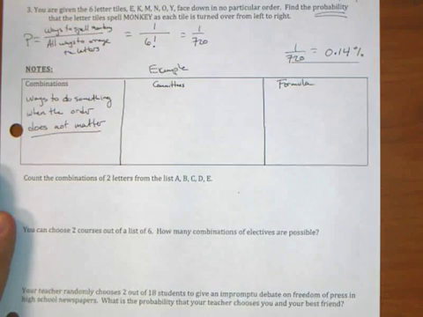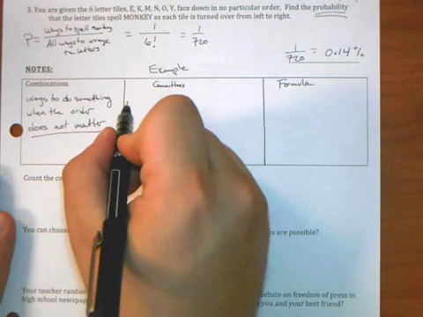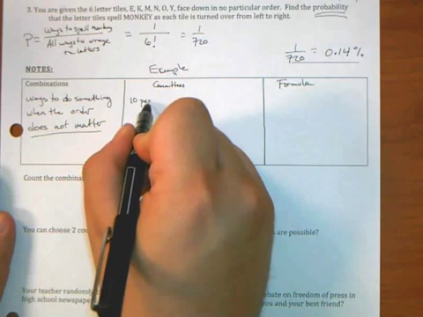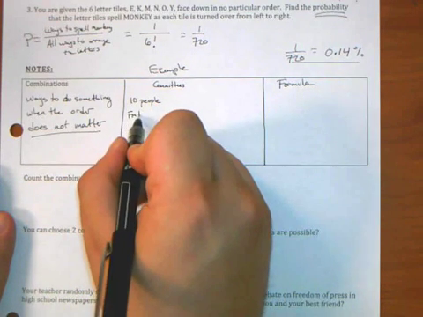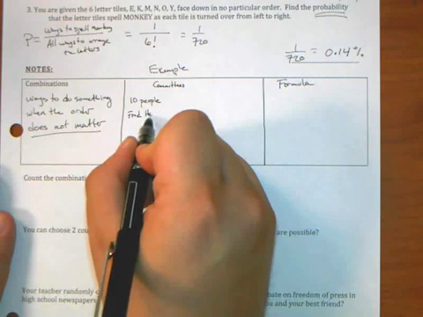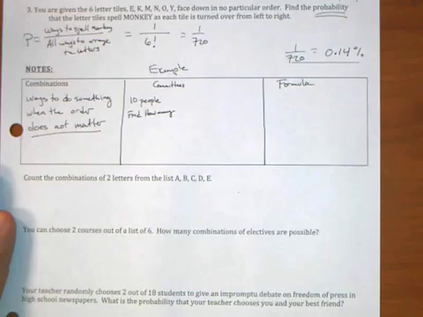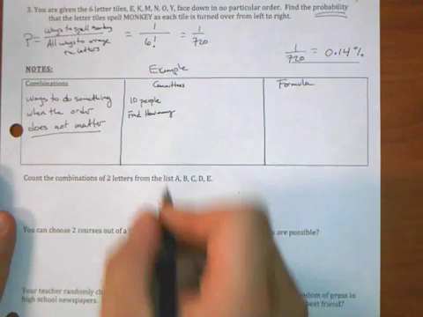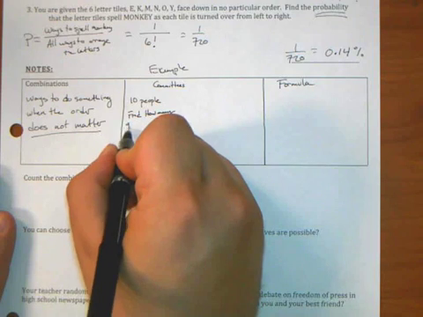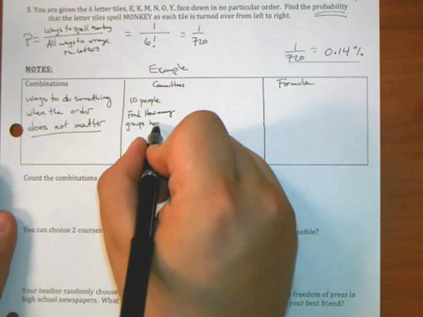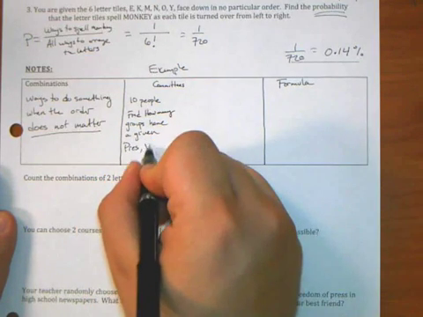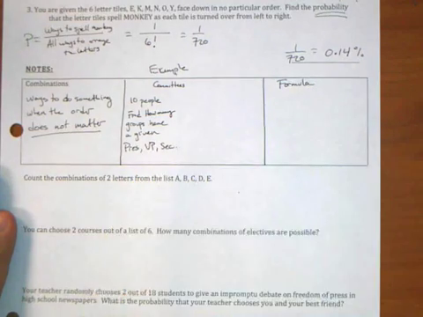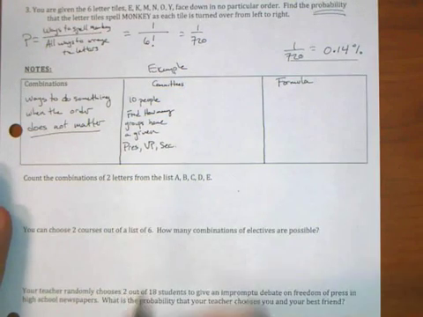Here are two different ways you can talk about a similar problem. How about in this first example, you have 10 people in a room, and I want to find how many groups have a given president, vice president, and secretary? How many groups have a given president, vice president, and secretary?